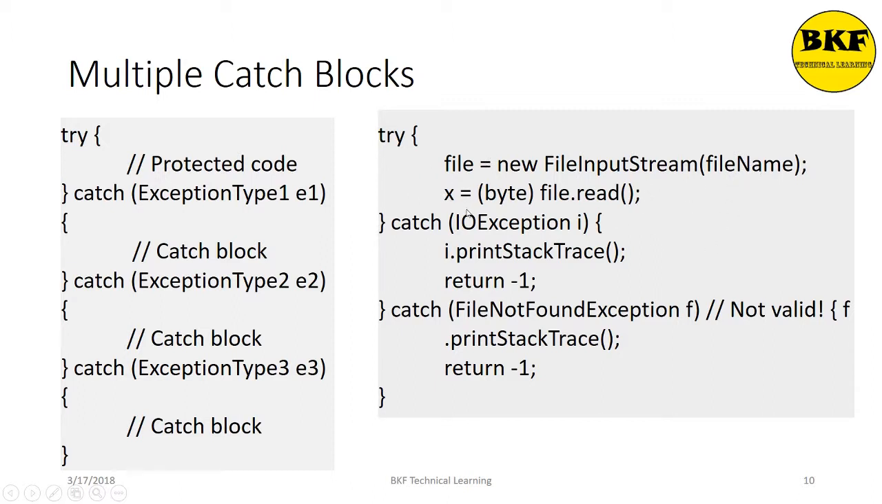First of all, this code will not compile because FileNotFoundException is narrower in scope and IOException is broader in scope. So in order to resolve this, we have to place this catch first, followed by IOException. So FileNotFoundException is a type of IOException, that is why it has to come first.